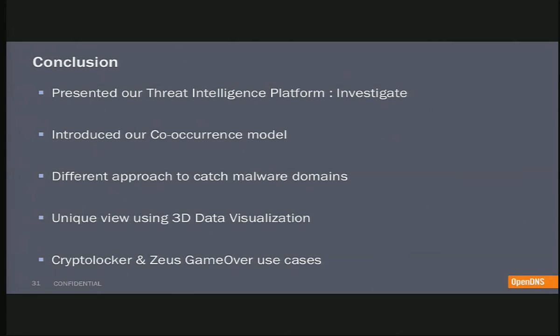So in conclusion, what we shared with you was an overview of our threat intelligence platform. It's a product we have, but it's also open for researchers if you are doing your own research. So you're welcome to contact us to get access to it. We also introduced the co-occurrences model, which helps us build this graph that you can then explore, and you'll find all kinds of domains that are either related to the same attack or related to a theme that users are interested in.